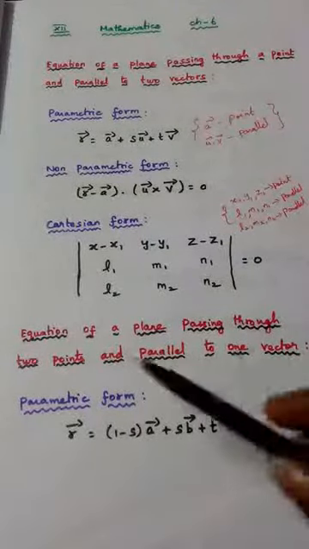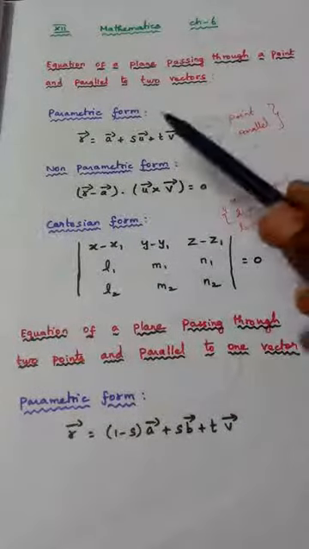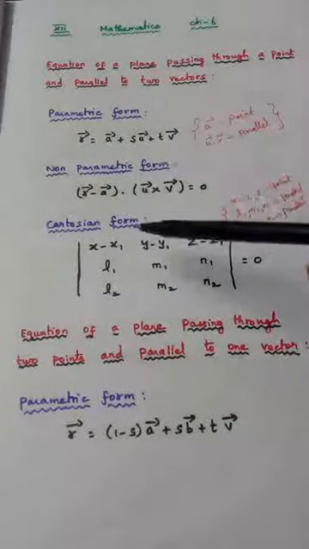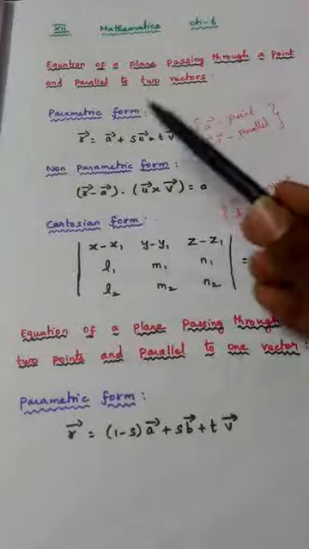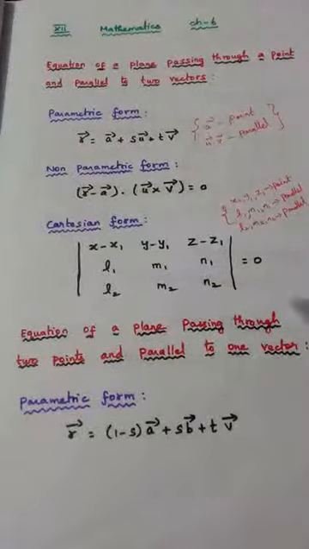Next we will go for the next heading. Under one heading we have three formulas: one is parametric form, non-parametric form, and Cartesian form. In the question, you should first see which type is asked, and accordingly you should apply the formula.